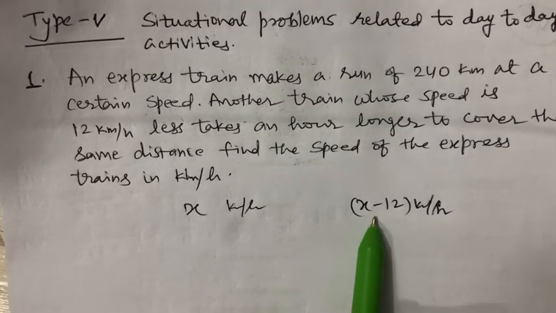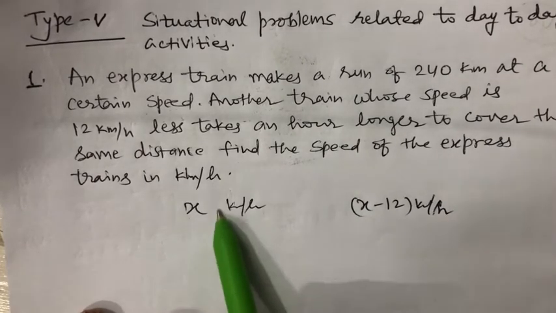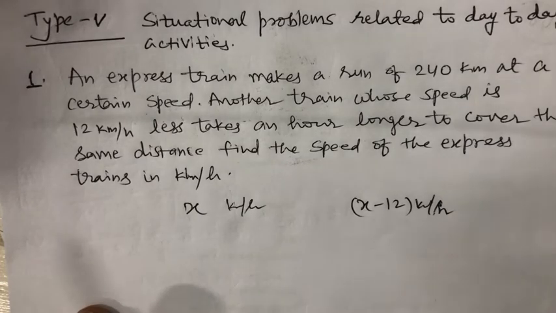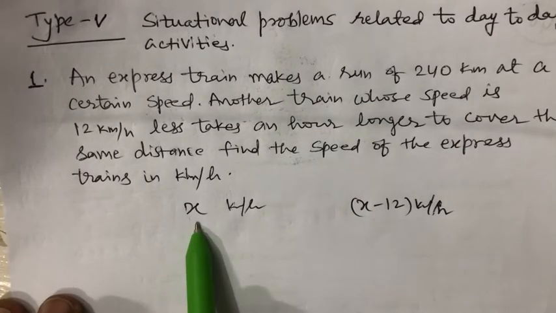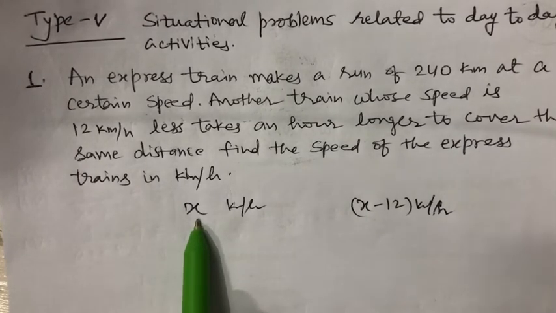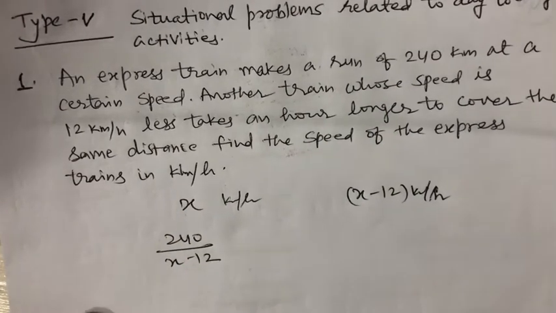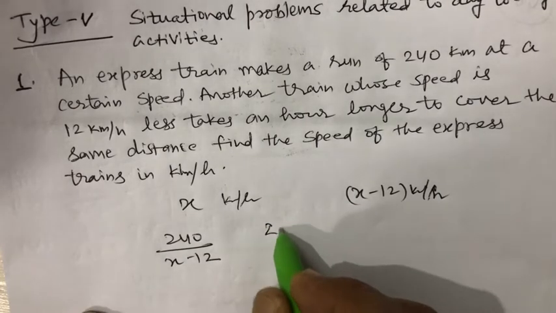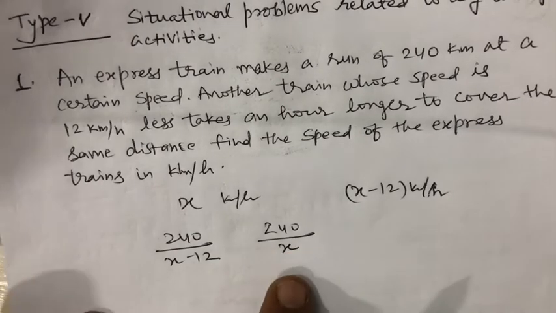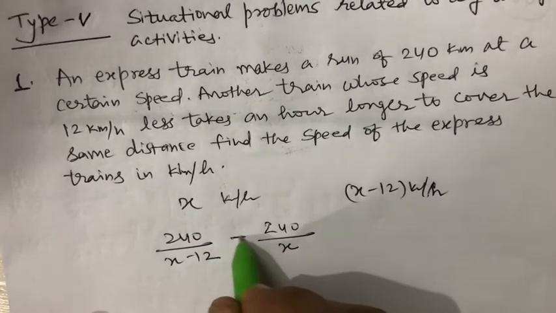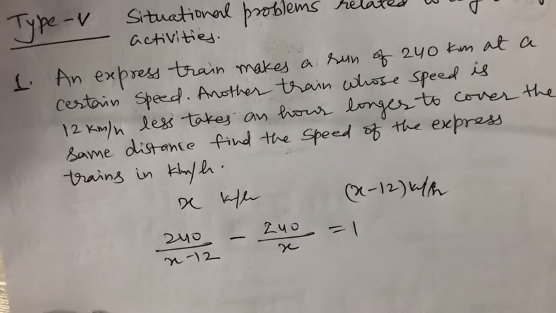Now tell me one important thing. If one train's speed is less and another train's speed is more, which train will take more time? Naturally, the one whose speed is less will take more time and the other will take less time. Very simple, and this is the most important point. So 240 kilometers by the slow train, it will take this much hours, and the same distance covered by the train with the usual speed of x, it will take 240 divided by x hours. But the slower train, what the question says, takes an hour longer. It means this difference is nothing but 1.